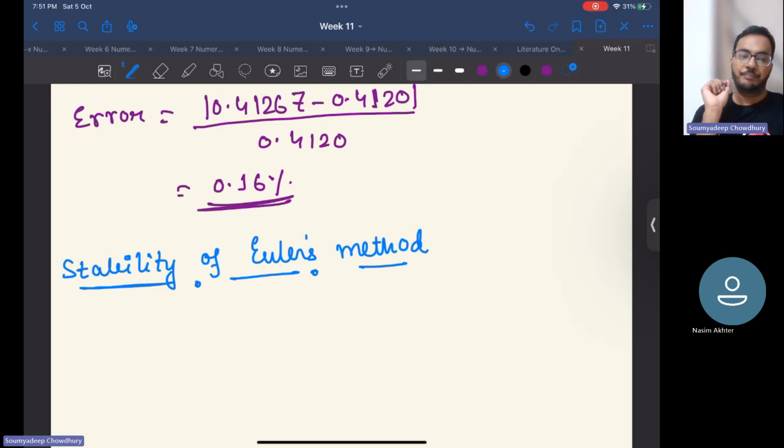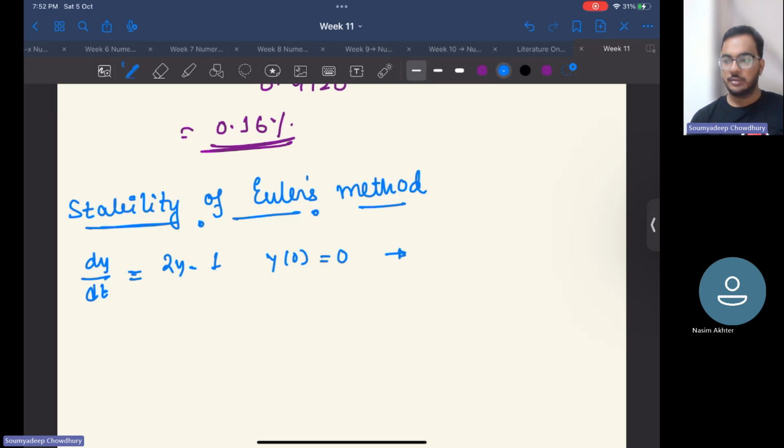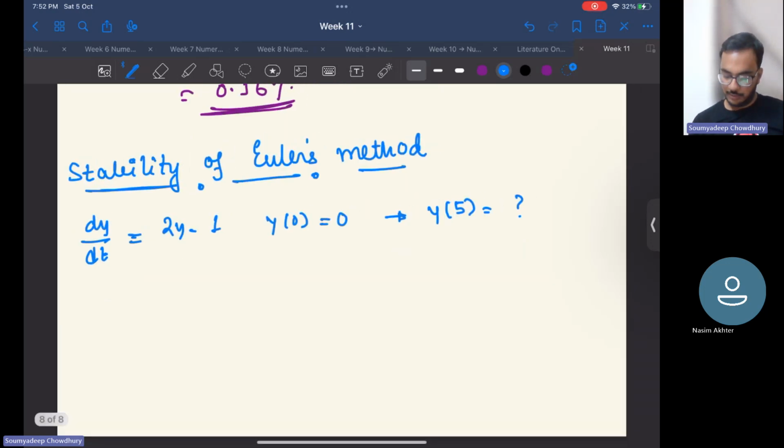Suppose you're given a particular differential equation, say anything like dy by dt equal to 1 minus 2y, and you are asked to solve that equation using a particular value of step size. I'll just give an example for you to understand, then we'll go into the method. Suppose dy by dt is given by 2y minus 1, and your initial value is given, y of 0 is 0. You are asked to find out y of 5. So suppose we take our initial value as 0, right?